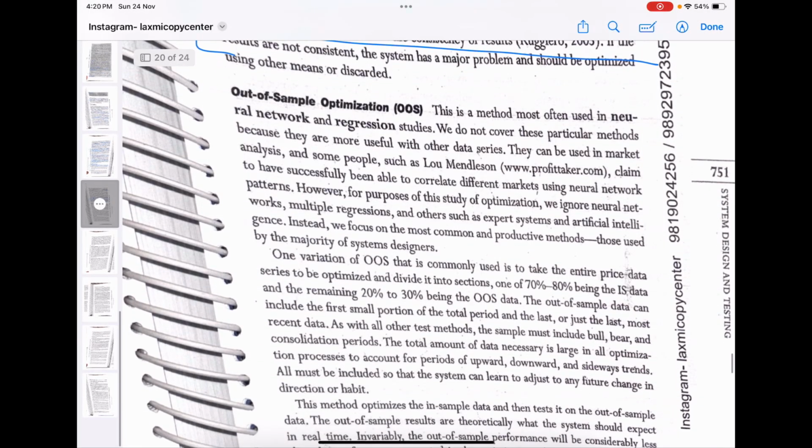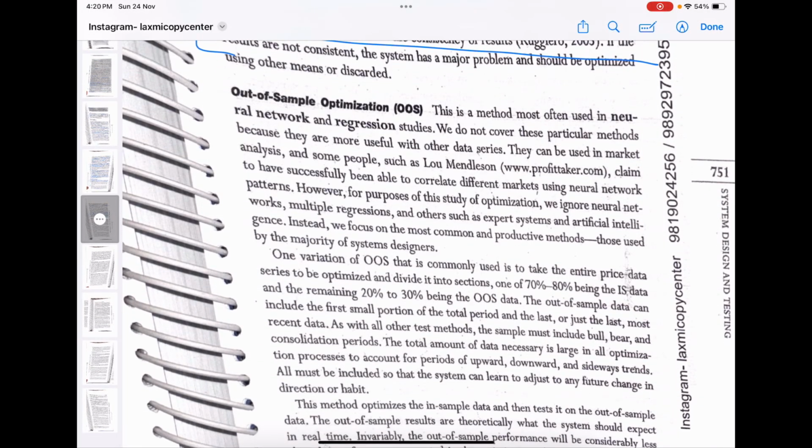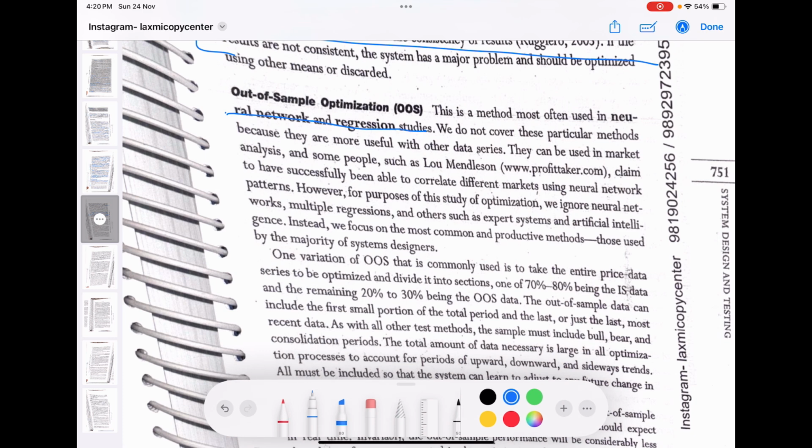Okay, so out of sample optimization, what is OOS or out of sample optimization? This method is most often used in neural network or regression studies. We do not cover these particular methods, but they are more useful with other data series. They can be used in market analysis, and some people, such as Lou Mendelson, claim to have successfully been able to correlate markets using neural network patterns.